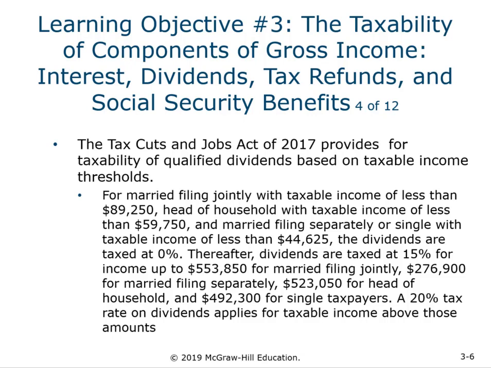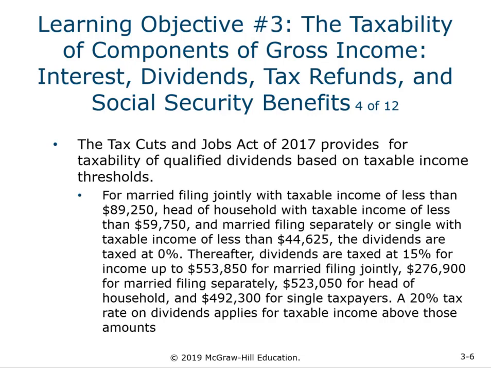You're still included in income, but their tax rate is 0%. So the part of your income that is represented by these qualified dividends, the tax rate is 0. And then the tax rate is only 15% up to income of $553,000, or $277,000, or $523,000, or $492,000, depending on your filing status.